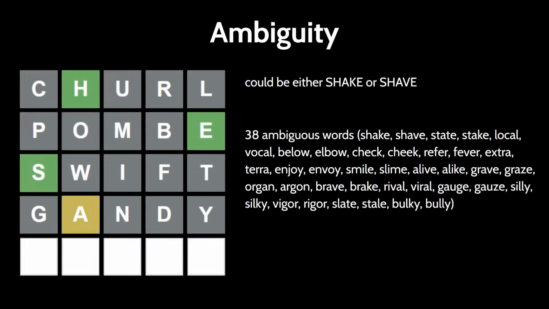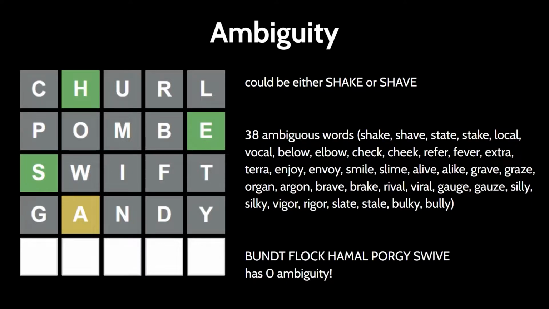In total, this set has an ambiguity of 38, which is the lowest known for any 4-word set. What makes the set bunt, flock, hamal, porgy, and swive so special is that it has an ambiguity of 0, meaning you can always know the answer after guessing those 5 words.